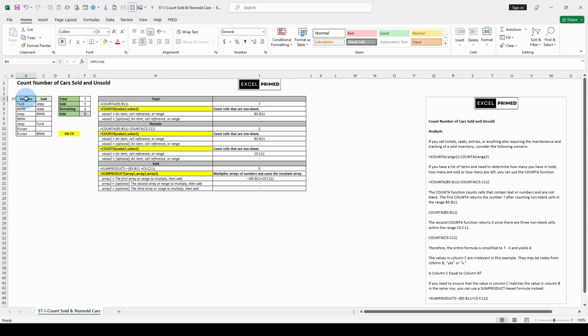We have vehicles sold. The issue here is, how do we deal with blanks? If we were dealing with COUNT, what would happen? Why are we using COUNTA versus COUNT? Let's take a look over here.